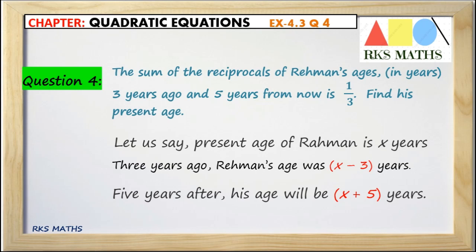Let us once again read: the sum of the reciprocals of Rahman's age 3 years ago and 5 years from now is 1 by 3. Find his present age. Student, let's say the present age of Rahman is x years. That means 3 years ago Rahman's age will be 3 less than the present age, that is x minus 3 years, and 5 years after, his age will be x plus 5 years.